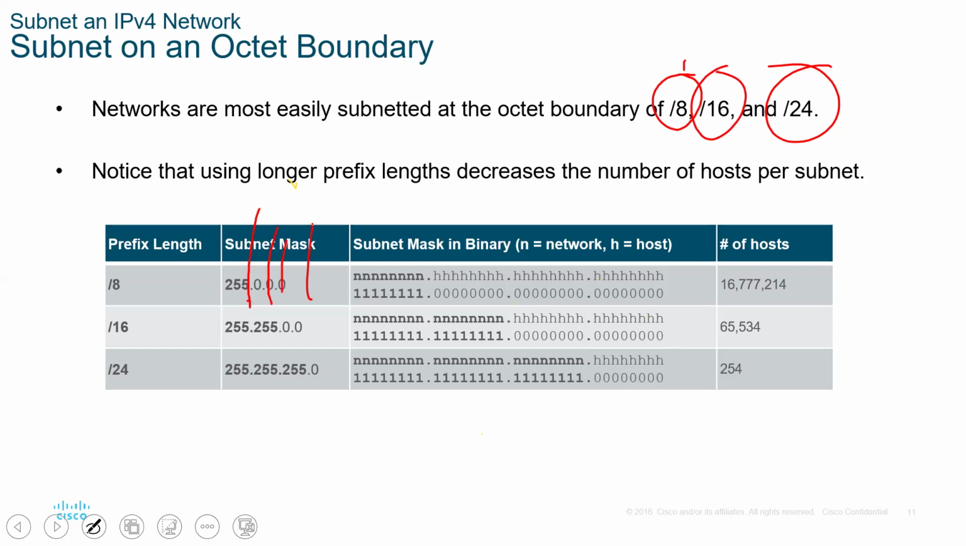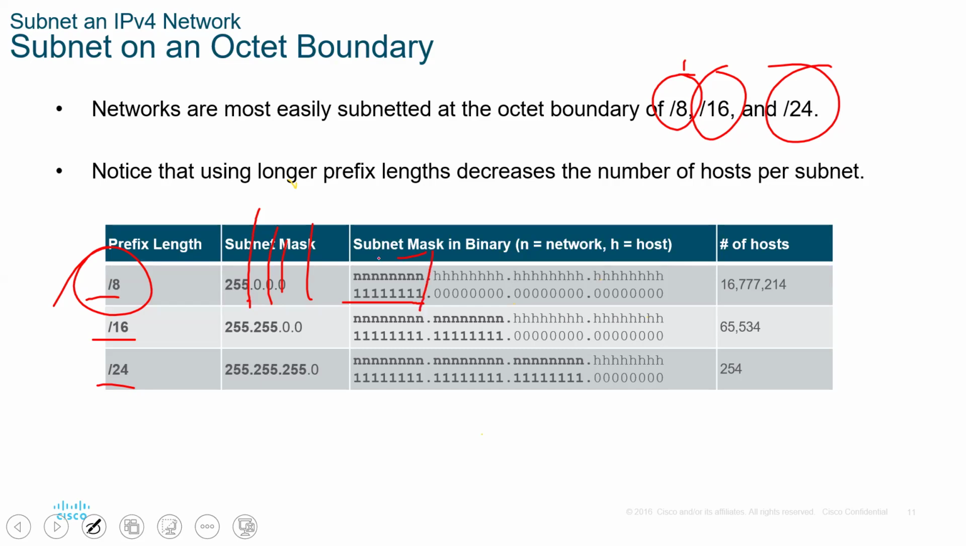Each of the octets has 8 bits. So the first octet is /8, the second one /16, the third one /24. For us to understand subnetting very easily, we have to look at the octet boundaries. If we say /8, we mean 8 bits are on, are 1. And anywhere you have 1, that means it is a network portion.